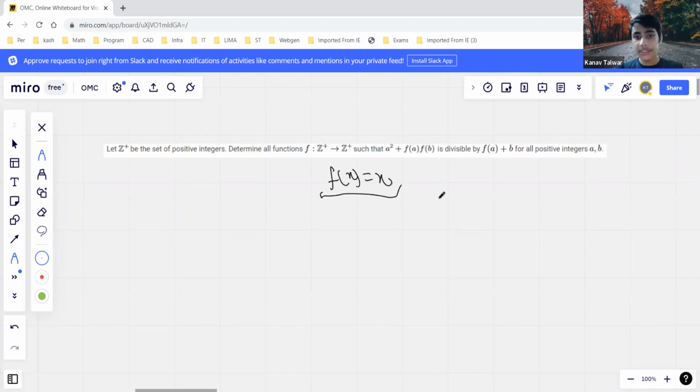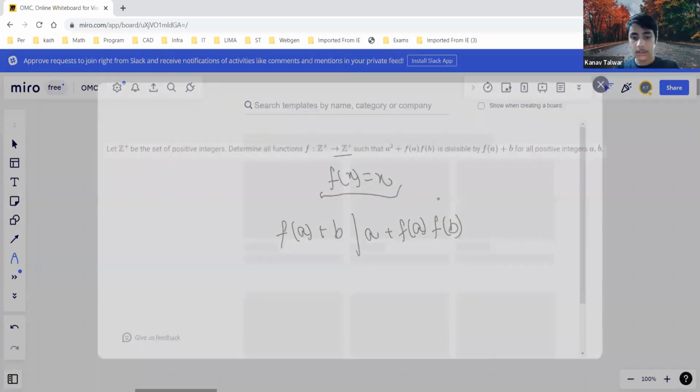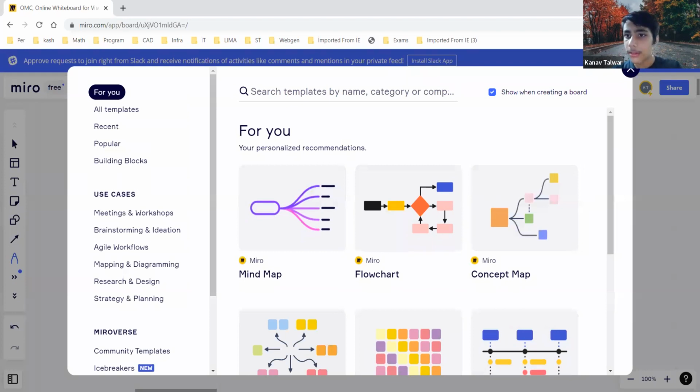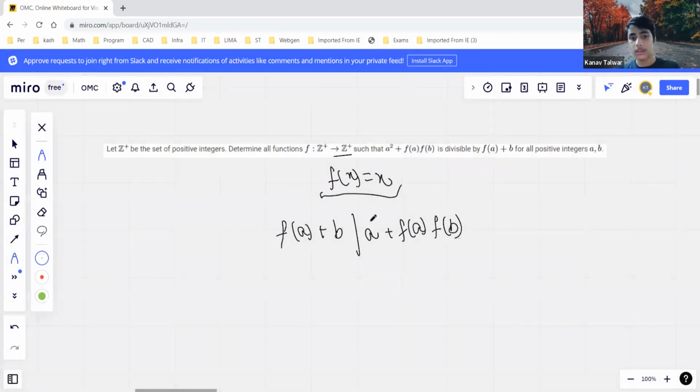So first of all, the problem says that for all positive integers a and b, we have that f of a plus b divides a squared plus f of a. We can take like 5 minutes to think about this, to prove that f of x is equal to x is the only solution. Try to use the standard ideas that you do while solving an FE. Even though there is a divisibility and no equality, try to just use standard ideas to get more.